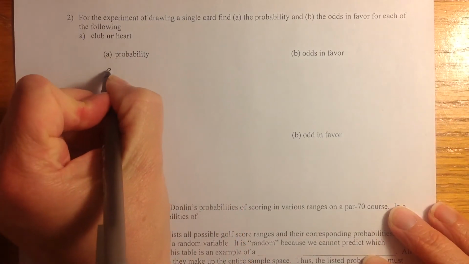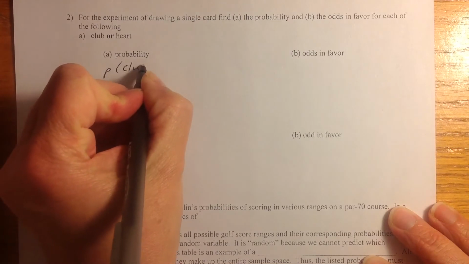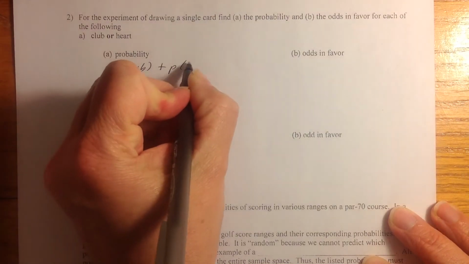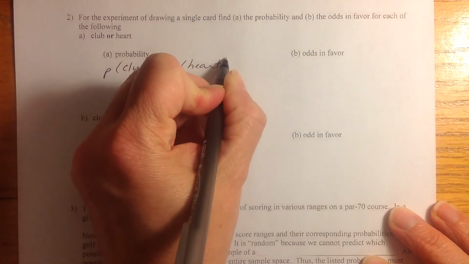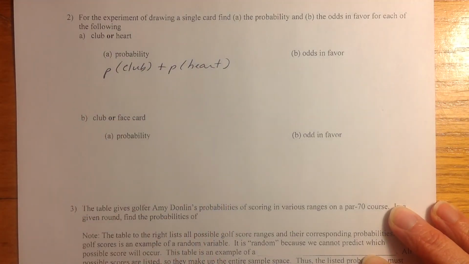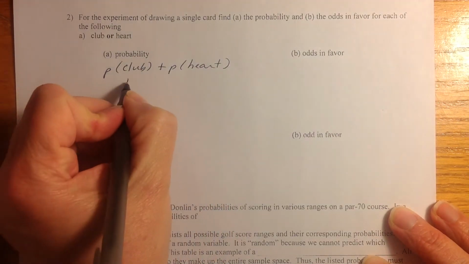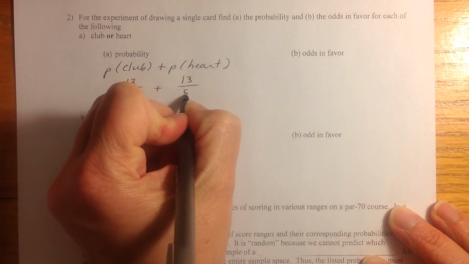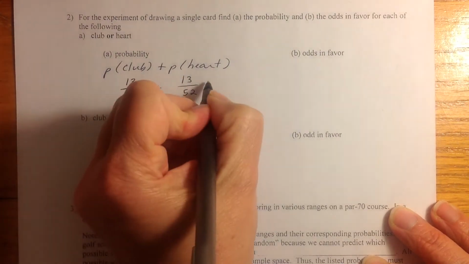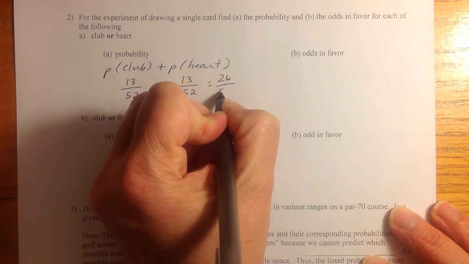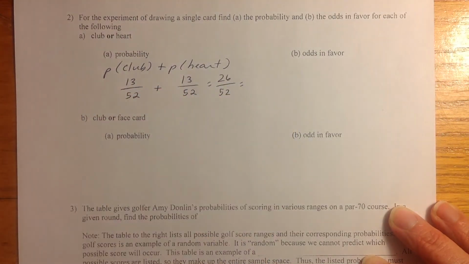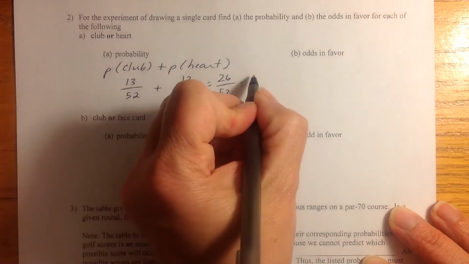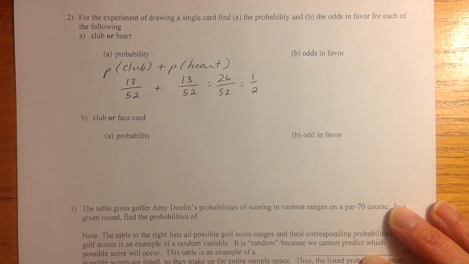So the probability would be, what's the probability of drawing club plus what's the probability of drawing heart? Well, how many clubs are in a deck? That's a particular suit, so we would say 13 out of 52 plus 13 out of 52. We add that and get 26 out of 52. That fraction needs to be reduced, so we reduce to 1/2.